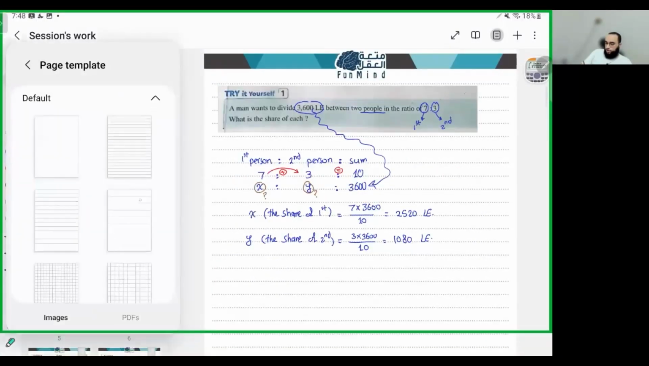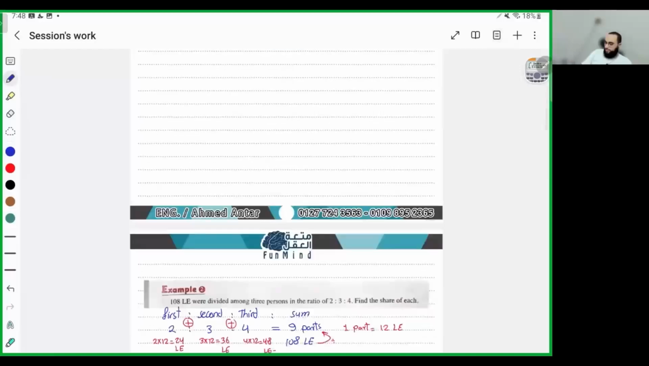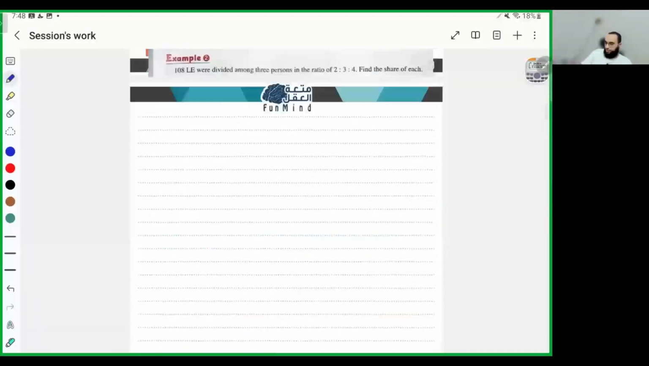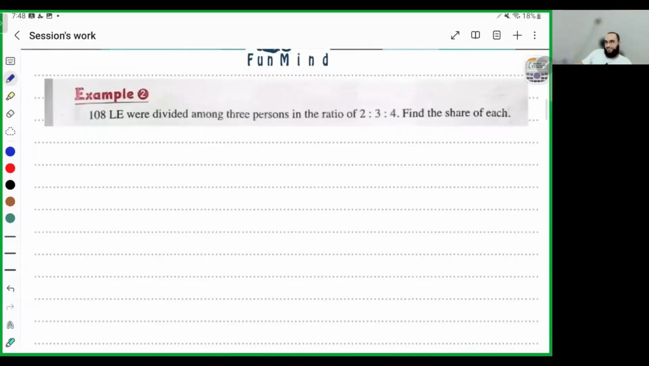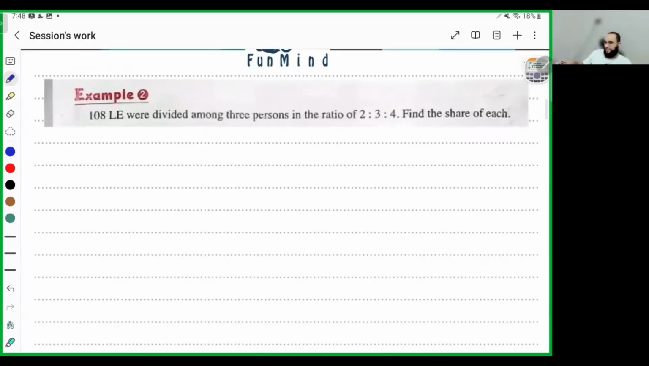If you want to answer the next, raise your hand, please. Read the question. 108 LE were divided among 3 persons in the ratio of 2 to 3 to 4. Find the share of each.